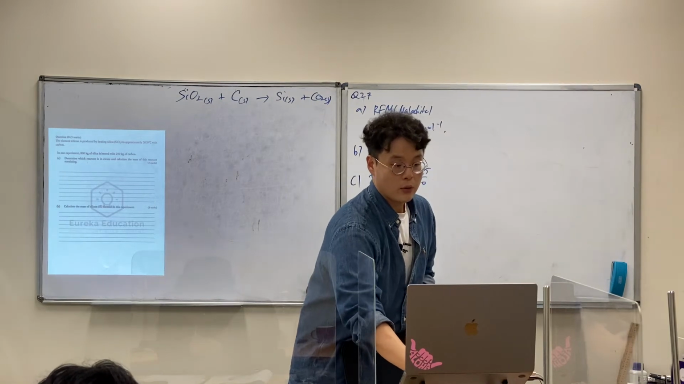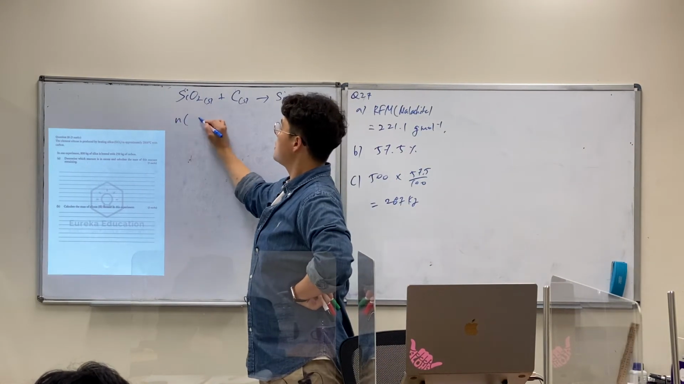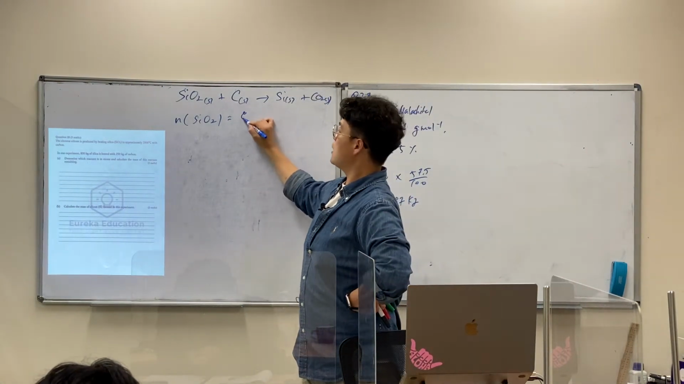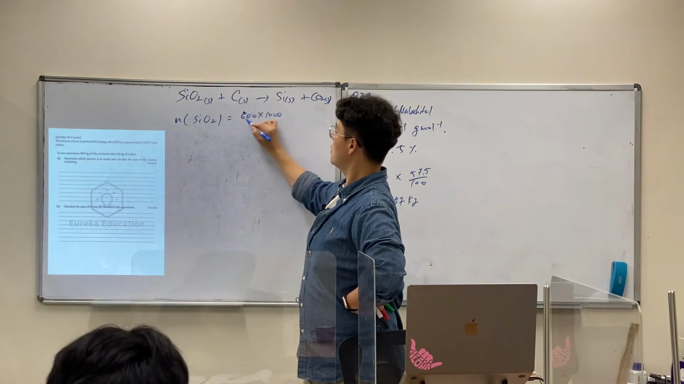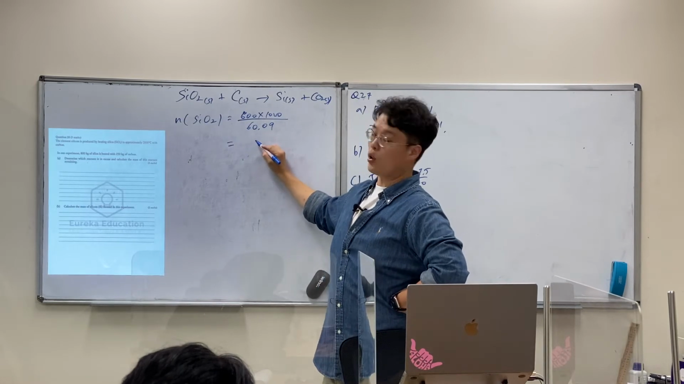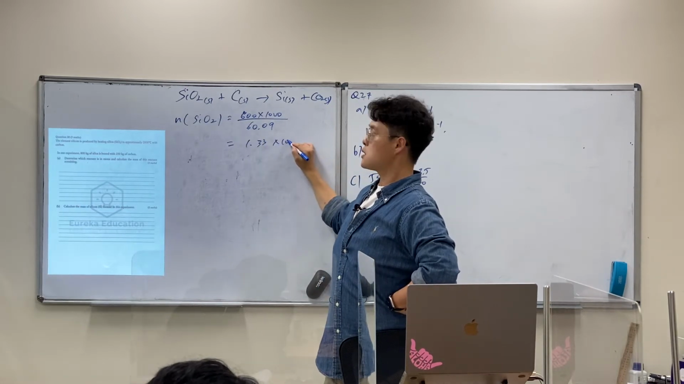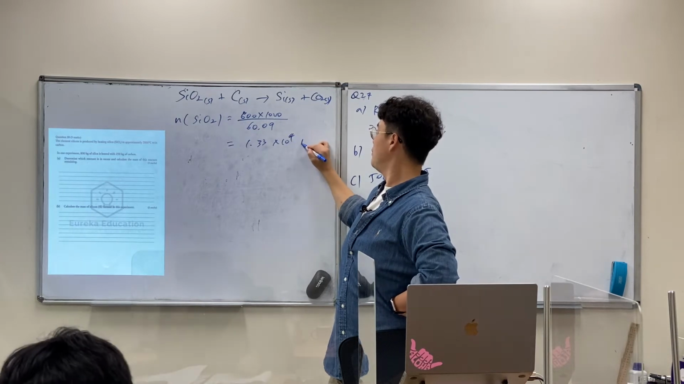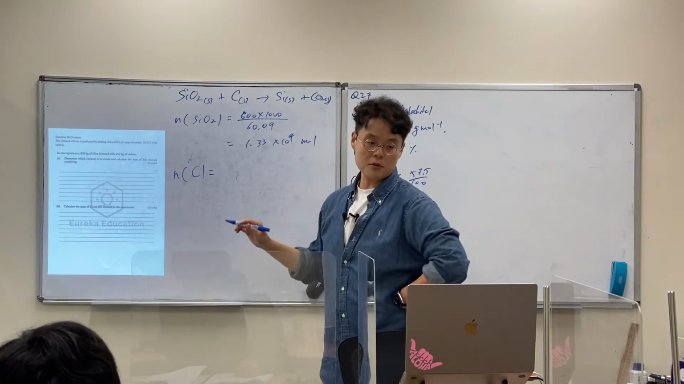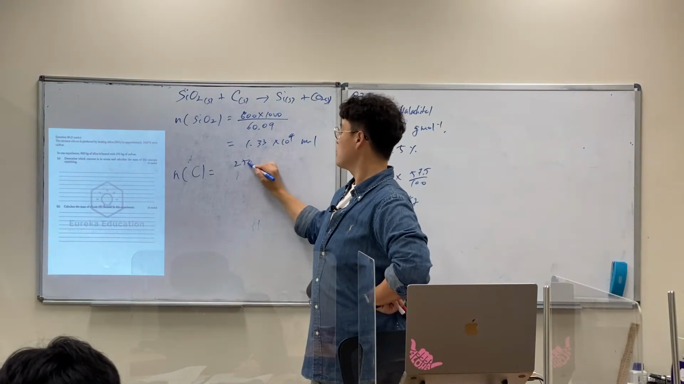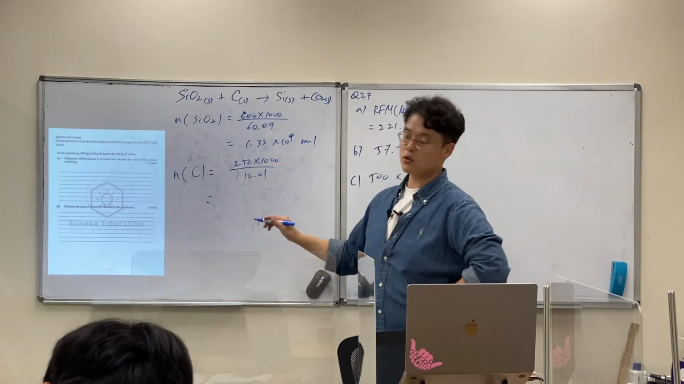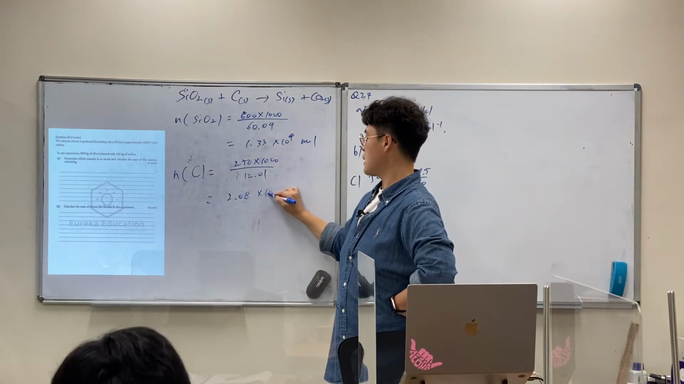From here, what you have to do is find the number of moles of the SiO2. That's given as 800 kilo. Make sure you convert the 800 kilo to gram. That divided by 60.09 gives 1.33 times 10 to the power 4 mole. Number of mole of carbon, we have 250, same procedure: 250 times 1000 divided by 12.01. You should have 2.08 times 10 to the power 4 mole.